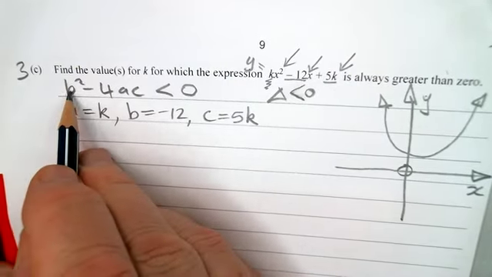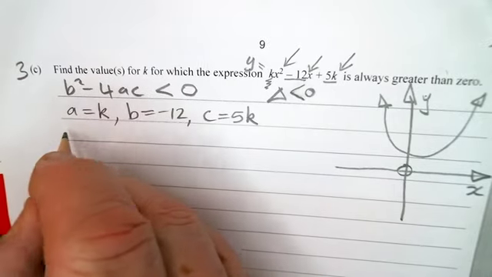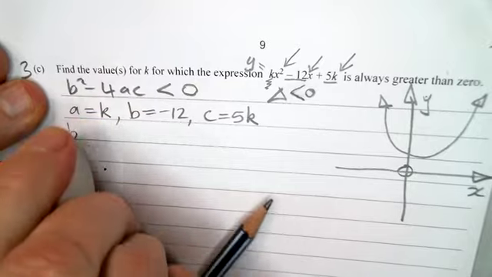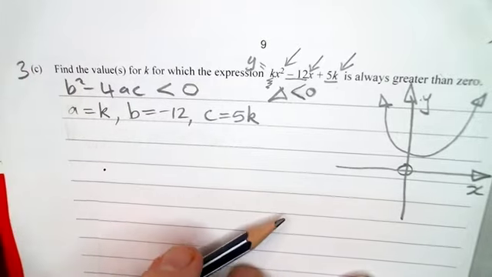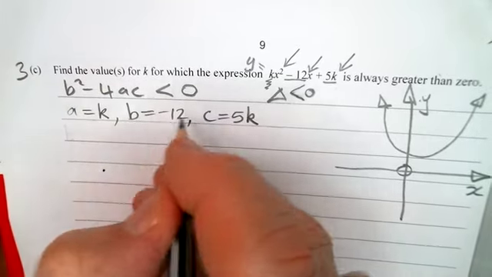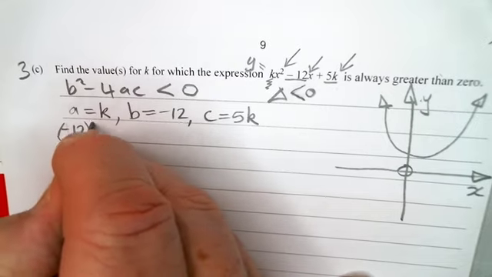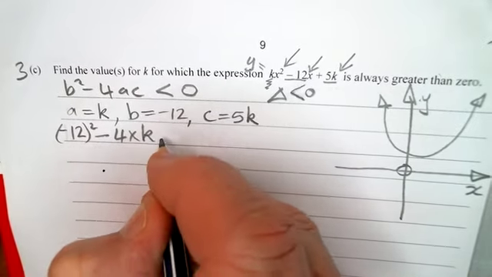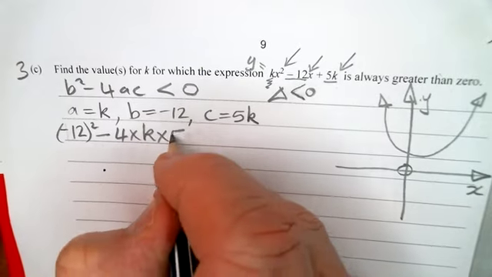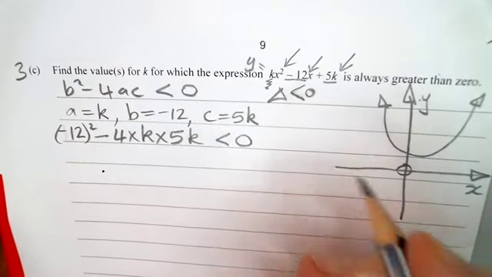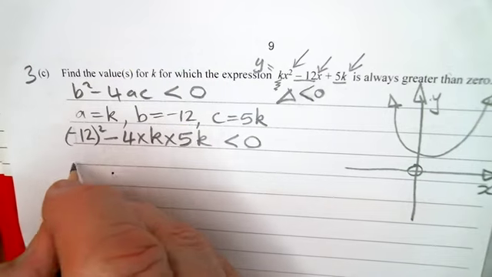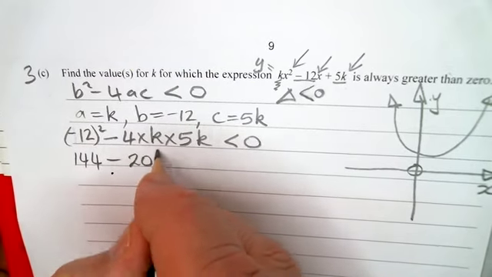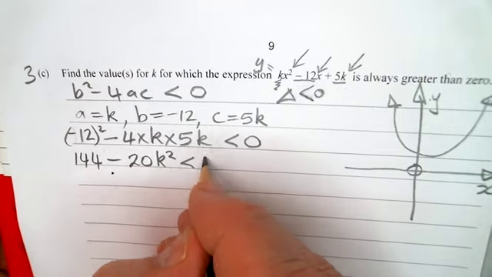Let's populate the discriminant with our values. So we've got b squared, which is negative 12 squared, minus 4 times a, which is k, times c, which is 5k, and all of that being less than 0. So what do we have here? That's going to be 144 minus 5 fours are 20, k squared, less than 0.